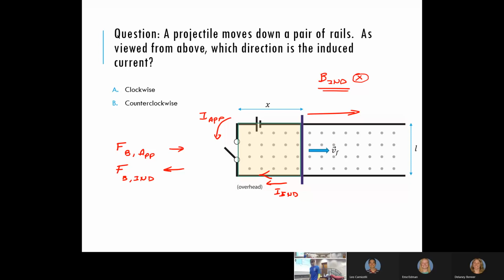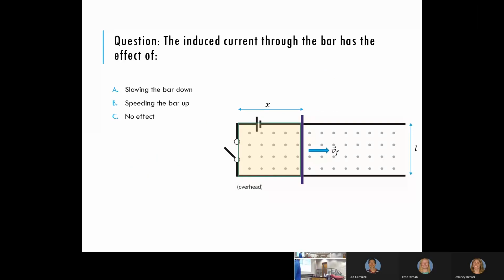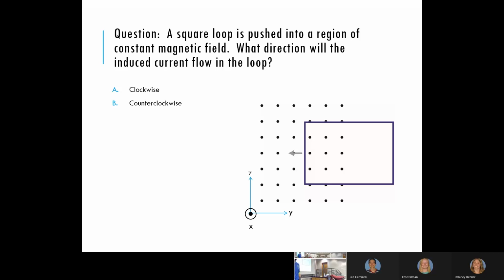Yeah, let's do another one. Same idea though. Let's say I have a magnetic field region where it's coming out of the board, and I decide to push a loop into it. A loop of wire, pushing it in. Okay, let's start off with this.